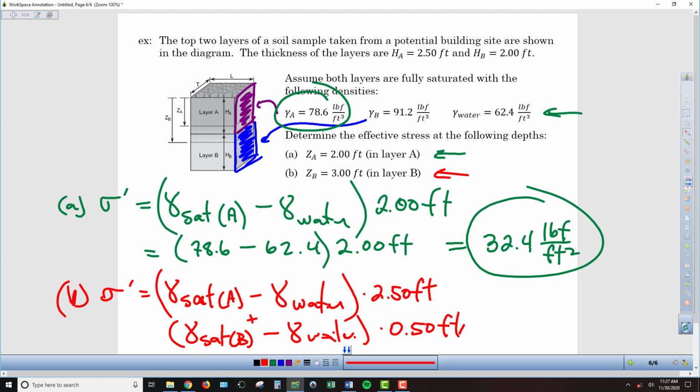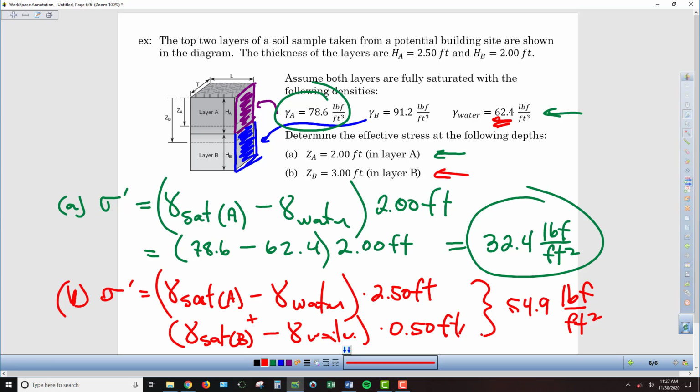So if we substitute in all of our values, saturated density of A again is 78.6. For layer B, that's 91.2. We have our density of water at 62.4. If we take these two calculations and add them together, we ultimately end up at 54.9 pound force per square foot. So again, it's that same force per unit of area for a measurement of stress.